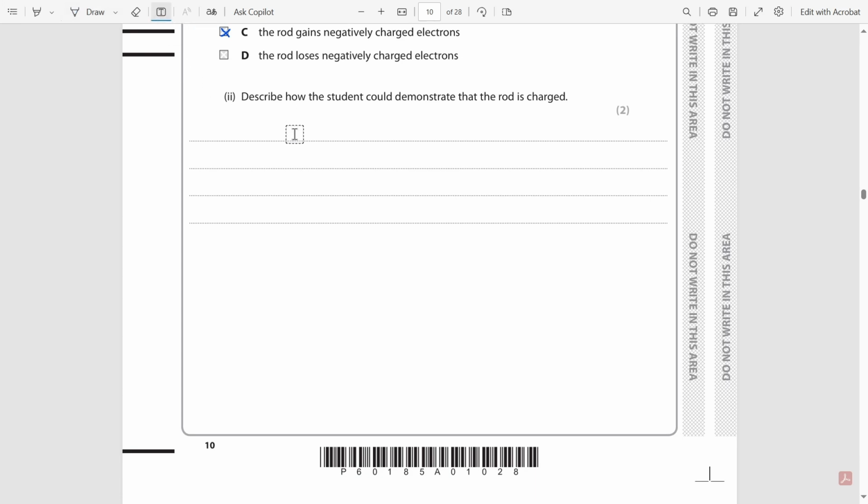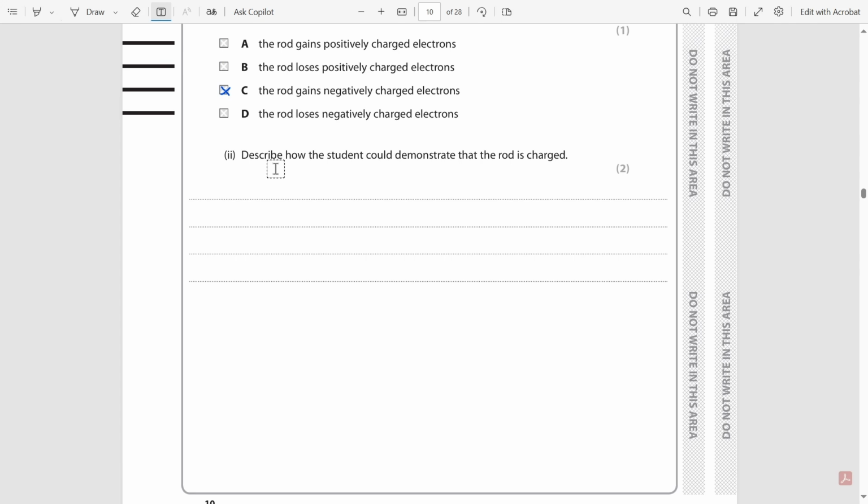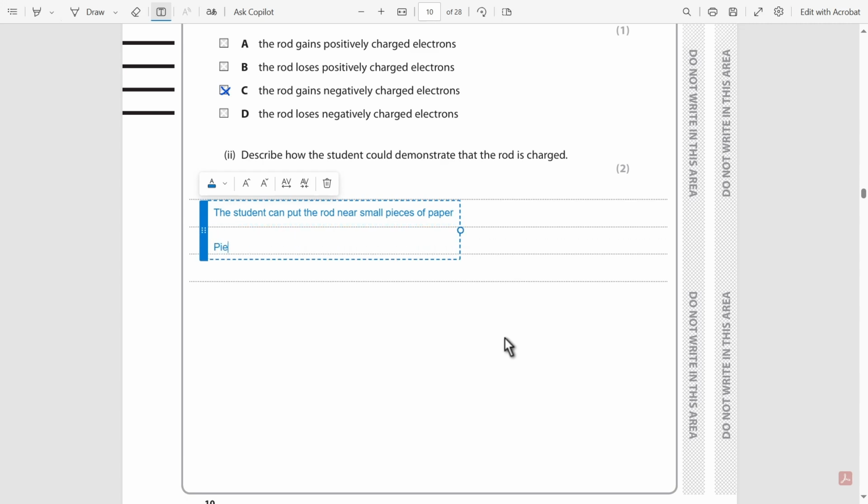Describe how the student could demonstrate that the rod is charged. Well, the student can put the rod near his hair, or if he doesn't have hair, guys, maybe he doesn't have hair, put the rod near small pieces of paper, and these pieces of paper become attracted to the rod. The pieces of paper move towards the rod.